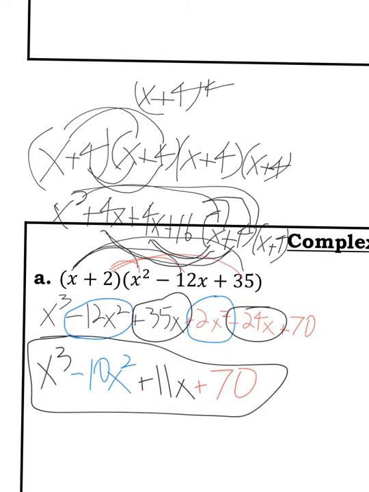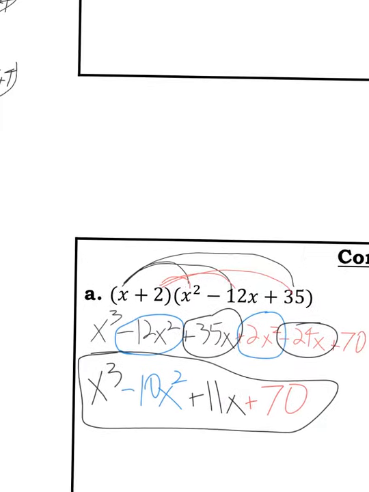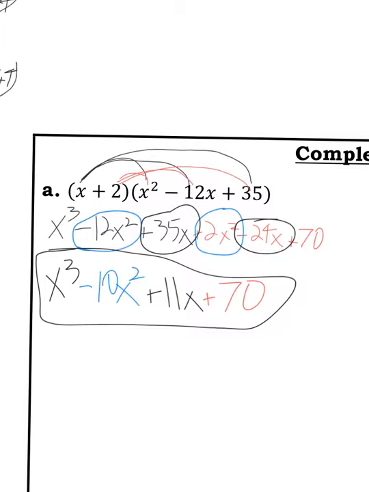Let's get this out of here. All right, there. Okay, so just distribute. x times x squared is x to the third. x times negative 12x is negative 12x squared. x times 35 is 35x. 2 times x squared is 2x squared. 2 times negative 12x is negative 24x. 2 times 35 is 70.